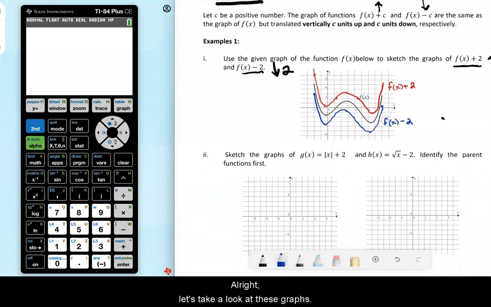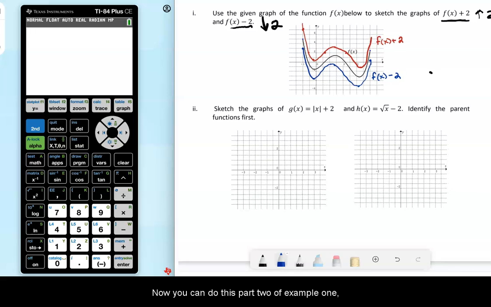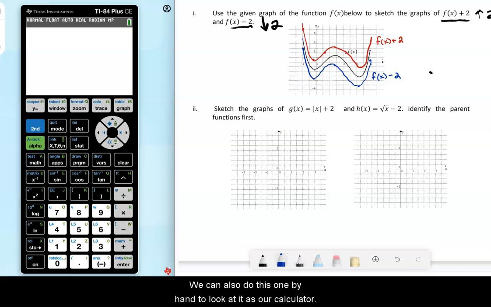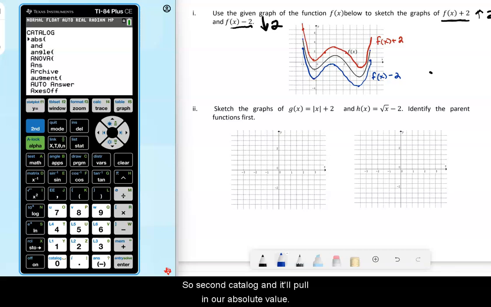Alright, let's take a look at these graphs. Now you can do this part 2 of example 1 using your calculator if you wish. We can also do this one by hand. To look at it on our calculator, we're going to go to the y equals, we're going to hit our catalog, so second catalog, and it'll pull in our absolute value.